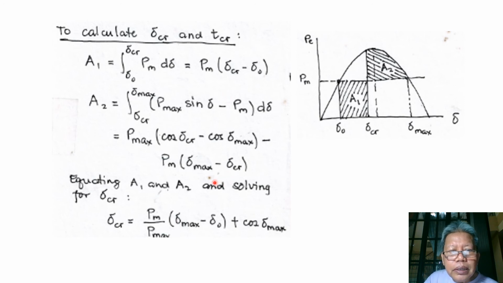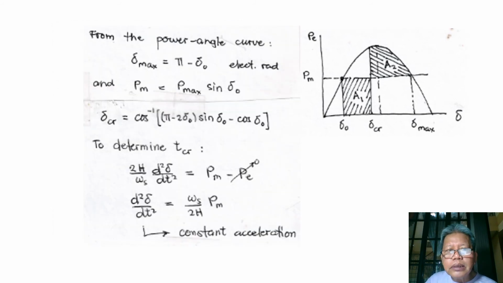So equating these two because we have the equal area criterion, A1 is equal to A2, and solving for delta CR, we find delta CR equal to Pm over Pmax times (delta max minus delta O) plus cosine of delta max.